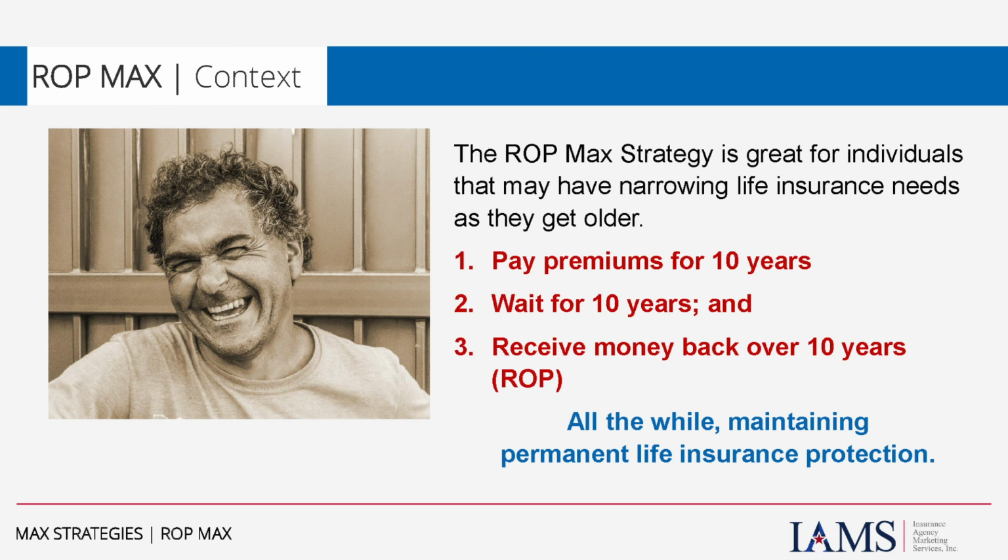Now, the policy is going to maintain permanent life insurance protection. It is a guaranteed universal life. So these things are guaranteed to be in the contract. This is not a current assumption or an indexed UL type structure. So everything we show in here is going to leave a guaranteed death benefit and is going to have a level guaranteed premium and a guaranteed return of premium. So very, very powerful and very unique.